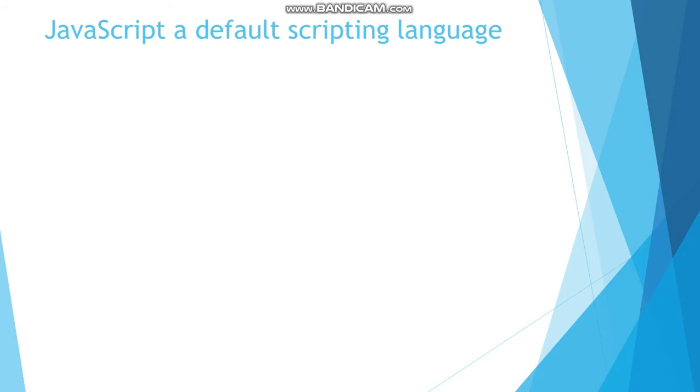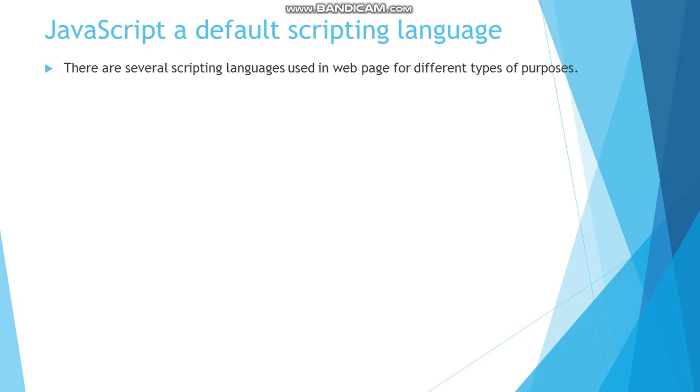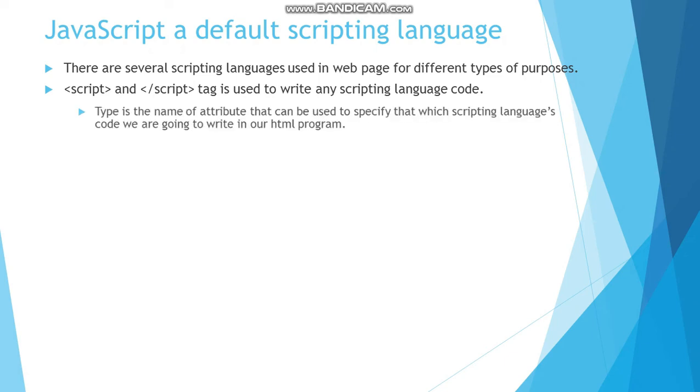JavaScript, a default scripting language. There are several scripting languages used in web pages for different types of purposes. So the script and /script tag is used to write any scripting language code, whether it is JavaScript or VBScript or PHP, whatever it may be.